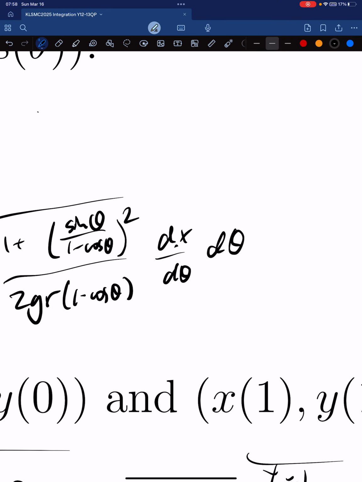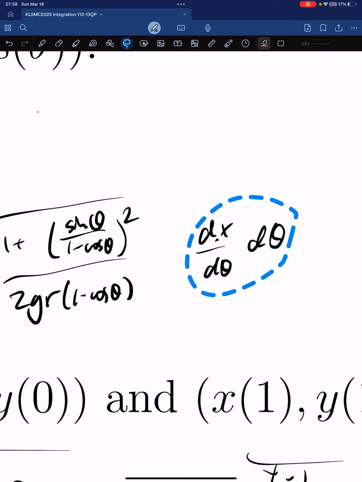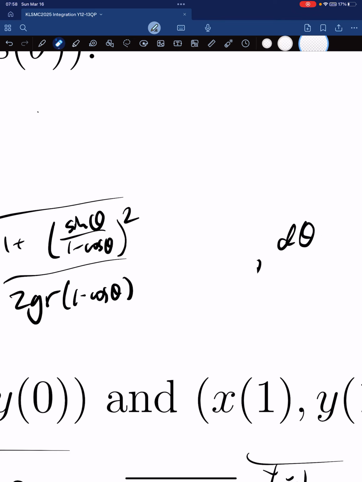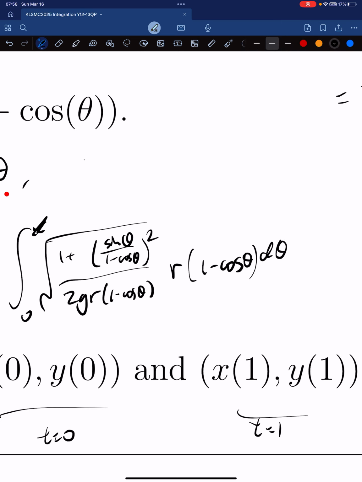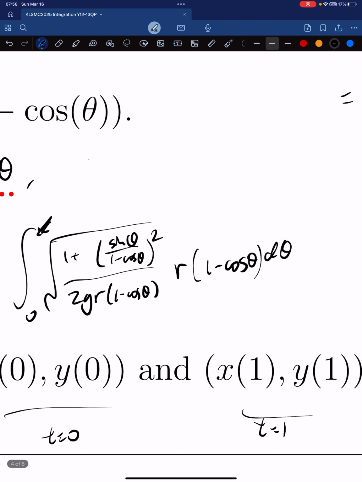Okay, so therefore we can replace dx over d theta with r times (1 minus cos theta). And there will be some really nice simplifications going on there. So what we then do is that we can expand some terms.